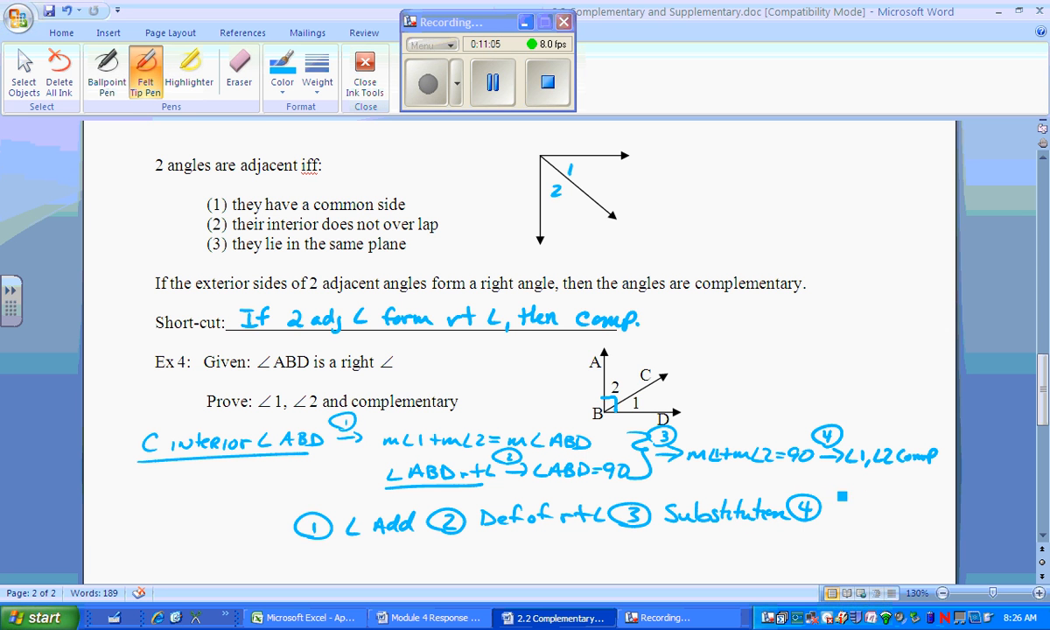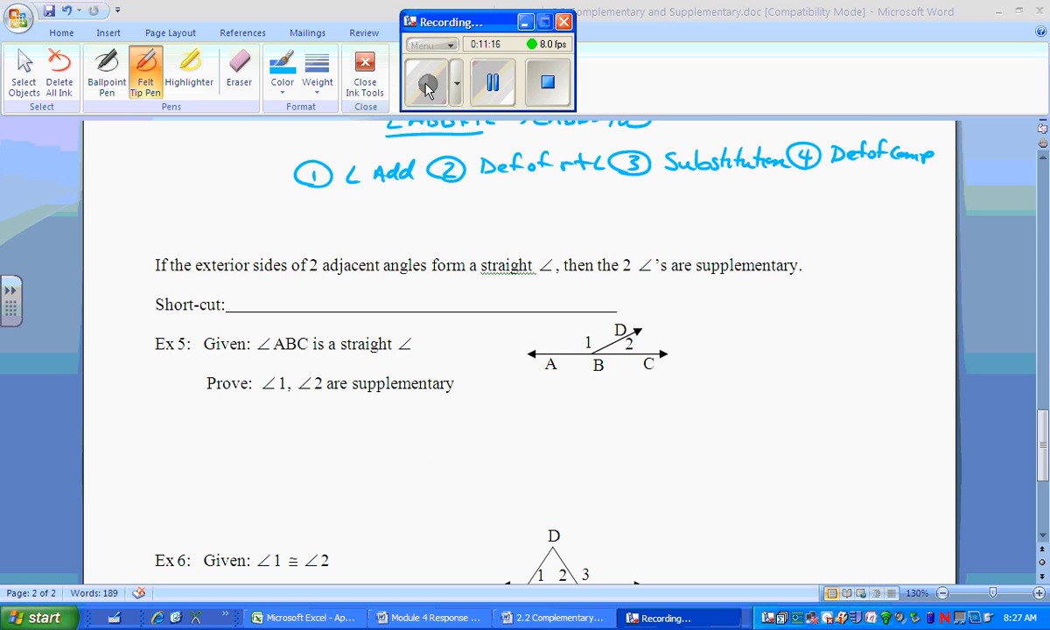Angle 4 is your definition of complement, which we learned on the front side. So there's your proof that the two adjacent angles added together form the right angle. Let's take that same idea and look at the straight angle. If two exterior sides of two adjacent angles form a straight angle, then the two angles are supplementary. So instead of forming a right angle, they're forming a straight angle, so they're going to be supplementary.